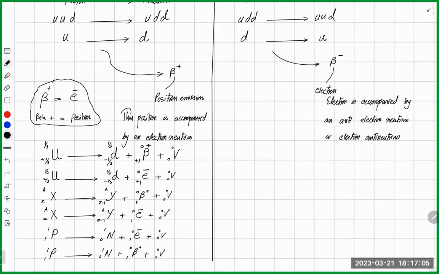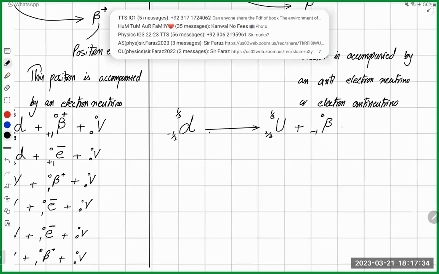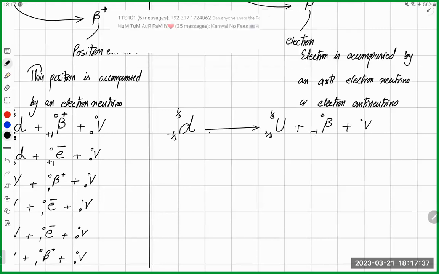Let me write the first one. A down quark 1/3 and minus 1/3 converts into an up quark, which is 1/3 and 2/3, plus a beta minus, 0 minus 1, plus an anti-neutrino, which will be the same symbol as neutrino, but with a dash on the top. So this is the first equation.